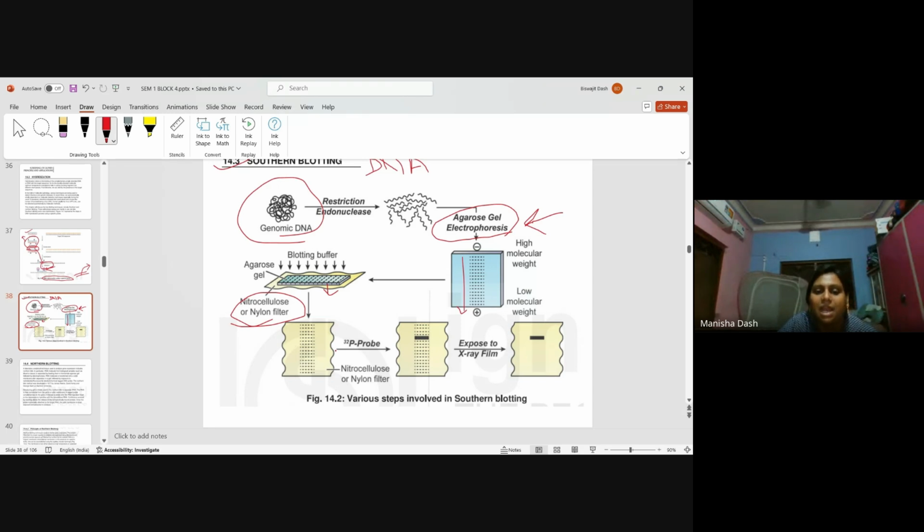Then you can hybridize it using a phosphorus-32 radiolabeled probe. Because the probe has a definite sequence, wherever there is a complementary sequence to your target, it will go and bind there. Then you can expose it to X-ray film and get the autoradiograph, and know exactly which segment has your gene of interest. That is how you can find out whether your desired gene is present in a particular segment or not.